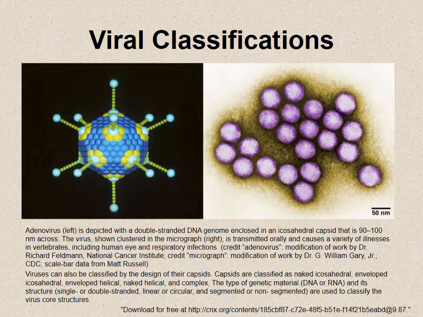In addition, viruses can be classified based on the design of their capsids. So, there are a number of classifications, and the type of genetic material and its structure is also used to classify virus core structures. So basically what this means is that there's a number of different ways that viruses can be classified.